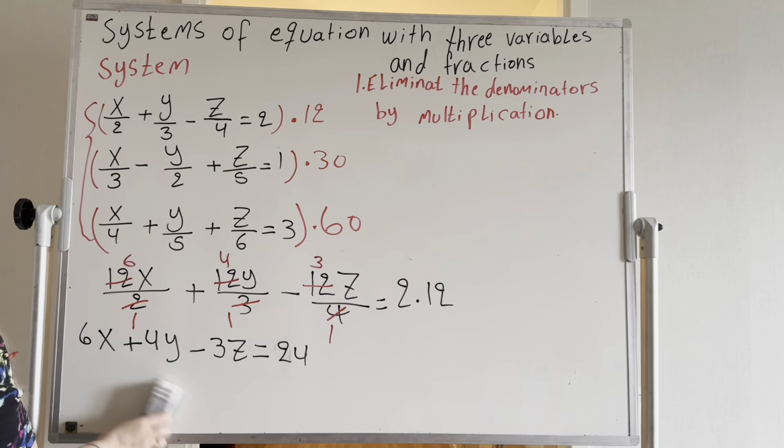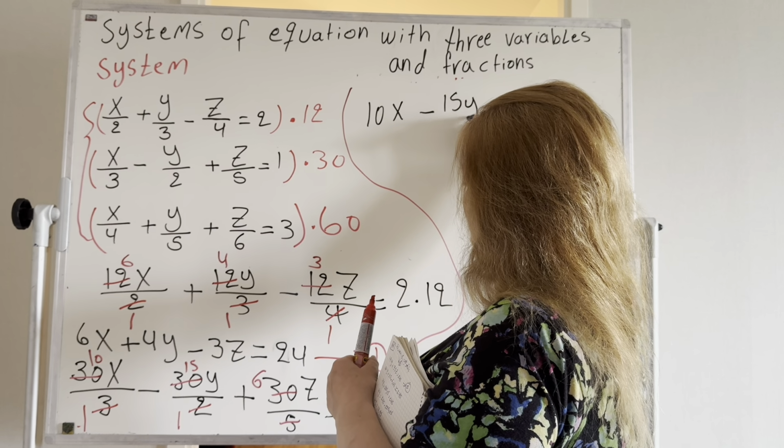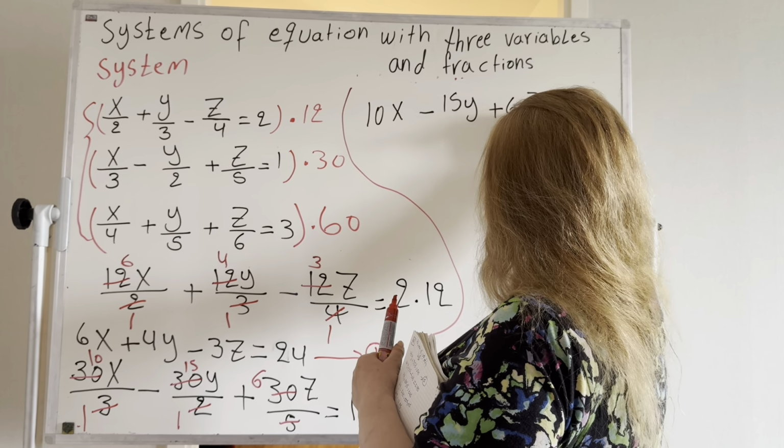So the second equation will be 10x minus 15y plus 6z equals 30. Well, this is the second equation.